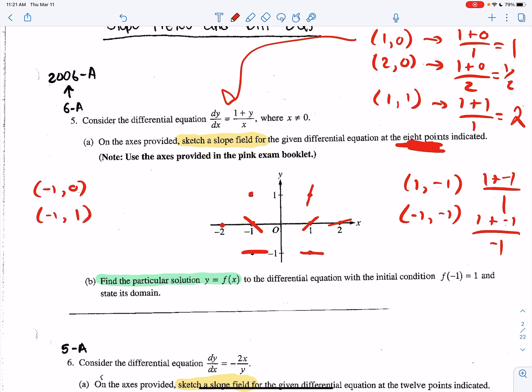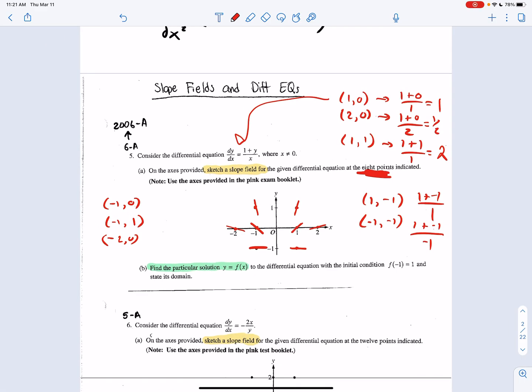You guys could definitely pause the video here if you want to try it out on your own. Negative 1, comma 1 will give me negative 2, so steeper than the previous one, but going downwards. And negative 2, comma 0 should give me negative 1/2, so negative but more shallow, more horizontal. And there you have it. Takes a little bit of time, but here's the important part.